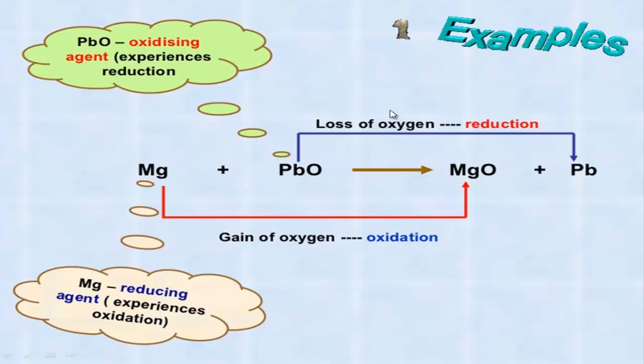I have said oxidation and reduction in terms of oxygen. Oxidation means gain of oxygen, reduction means loss of oxygen. Follow here. Here magnesium is converted into magnesium oxide after the reaction, that means gain of oxygen occurs, so this part is oxidation. And here lead oxide is converted into lead, that means oxygen is removed from lead oxide. So this is a reduction reaction.